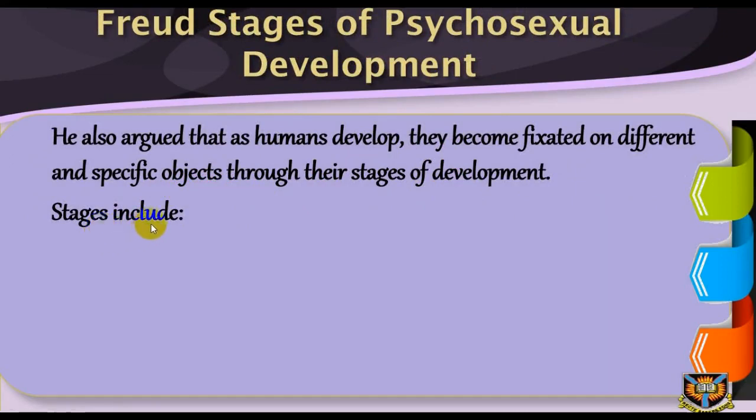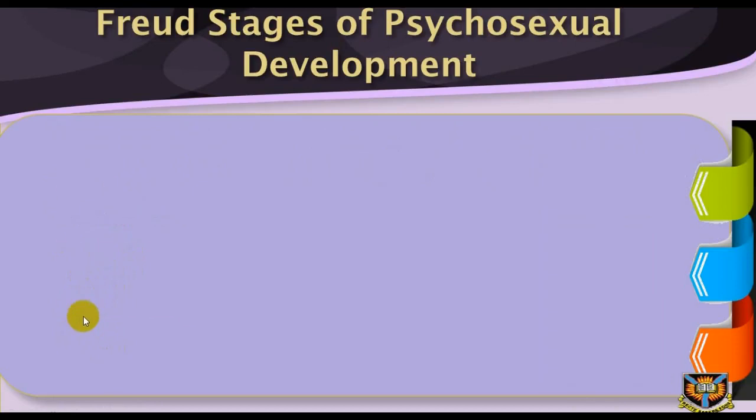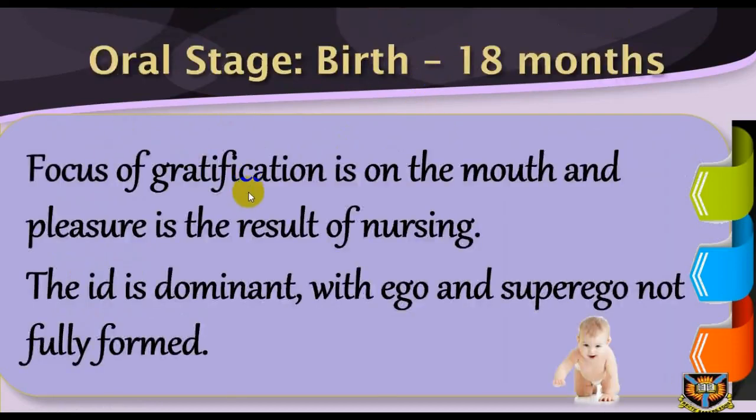Stages of psychosexual development. Oral stage, birth to 18 months. The first stage of psychosexual development is the oral stage, which lasts from the beginning of one's life up to about the 15th month. During this stage, the focus of gratification is on the mouth, and pleasure is the result of nursing, but also of exploration of the surroundings, as infants tend to put new objects in their mouth.